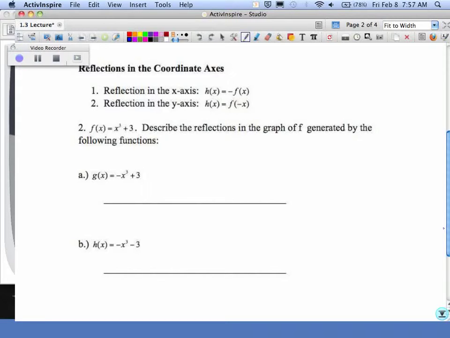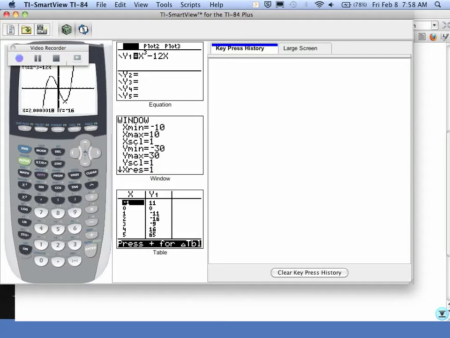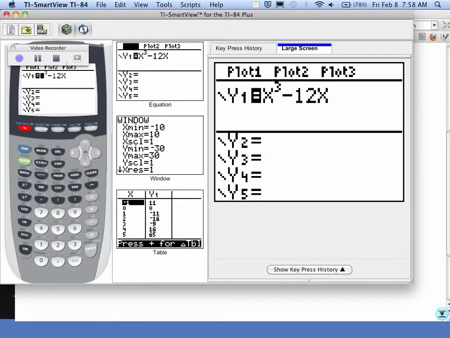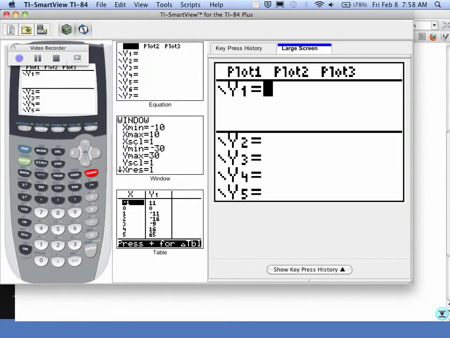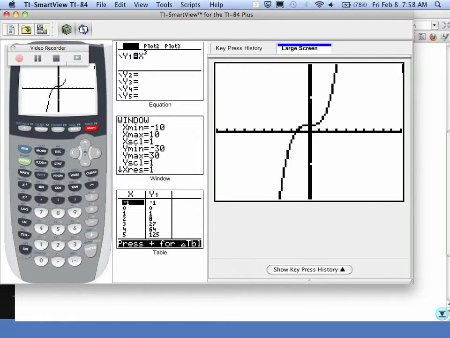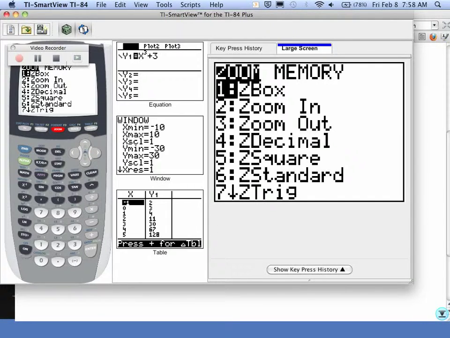So my original function is this x. Let's take a look at x cubed plus 3. What's it going to do to my S-shaped curve? Zoom, standard. Okay, so you can see that the middle, if you will, the middle of the S is shifted up 3, right?